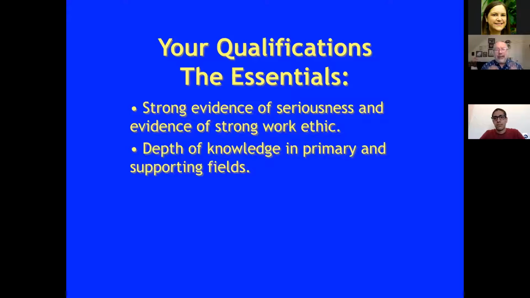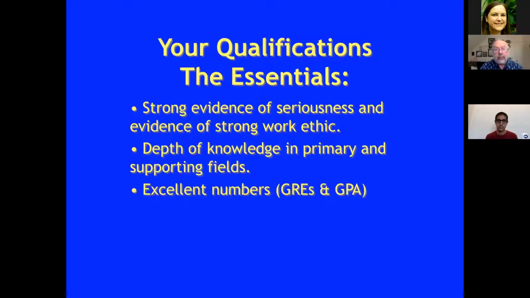The next thing is depth of knowledge in your primary field and your supporting field. That's going to come out once again in your transcript and then secondarily in letters. But that transcript needs to show that you have the knowledge base that's necessary for the graduate studies that you want to pursue. You need good numbers, all right? Now, there are some programs.